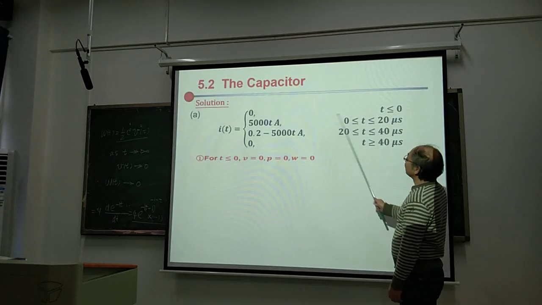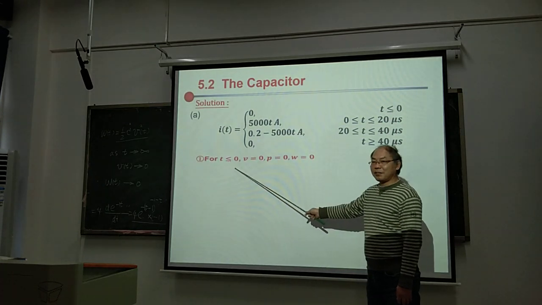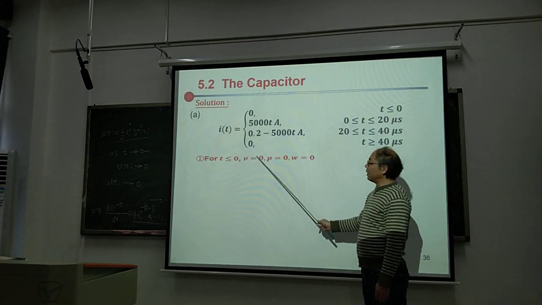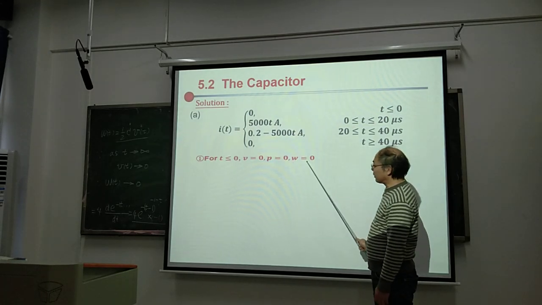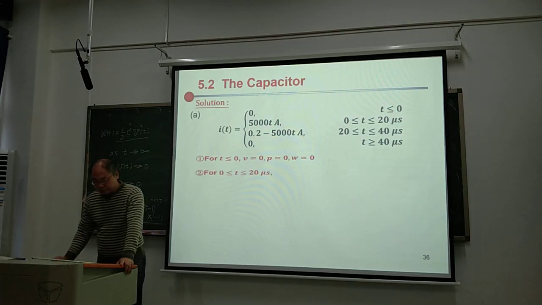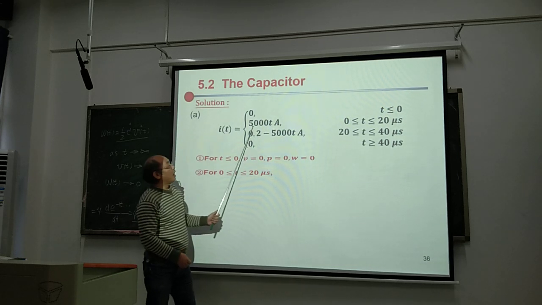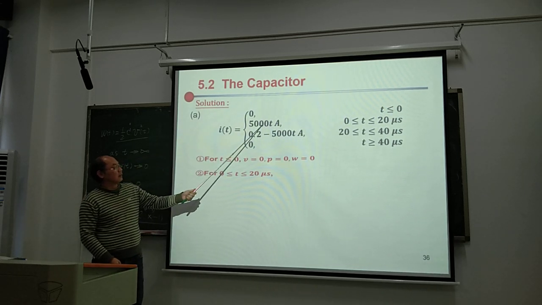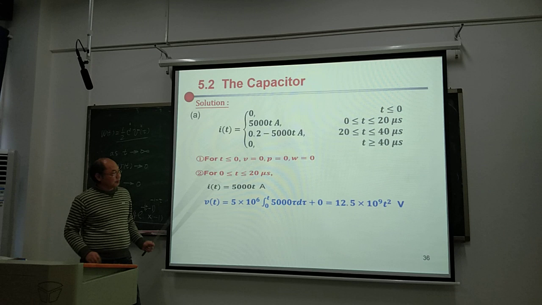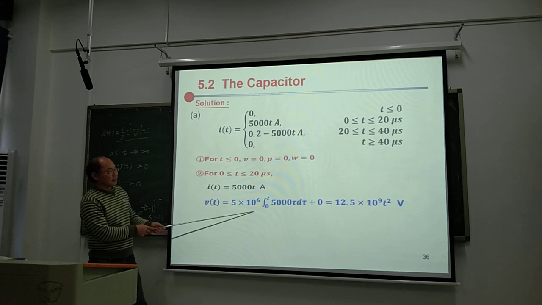Right. This part is very simple because I is 0, V is 0, P is 0, and W is 0. The first part. And the second part means I equals this, right? So this is carried and vertex. Vertex, we must calculate this.